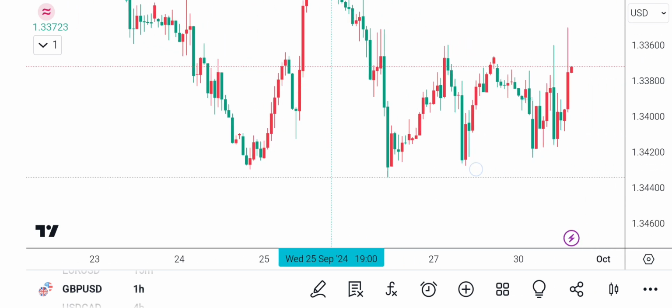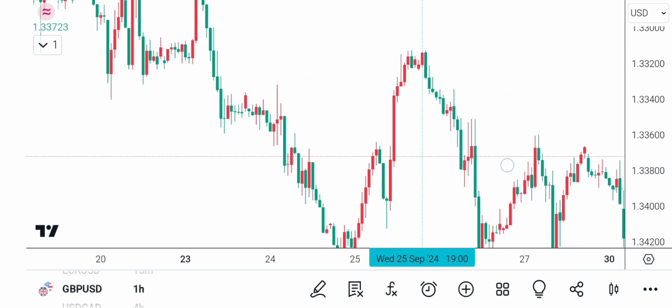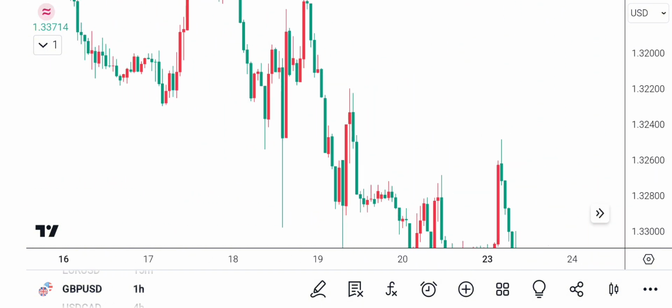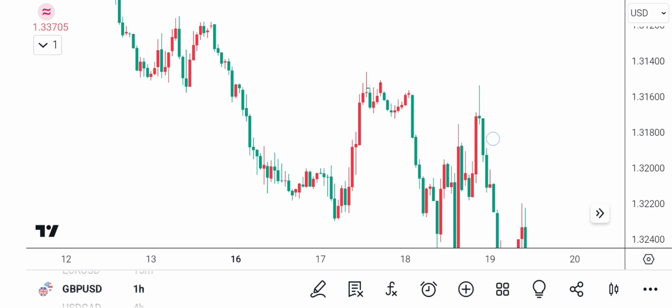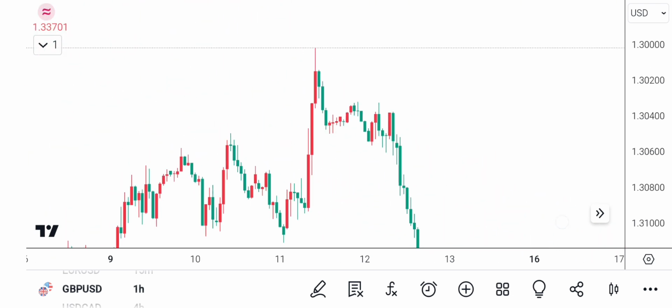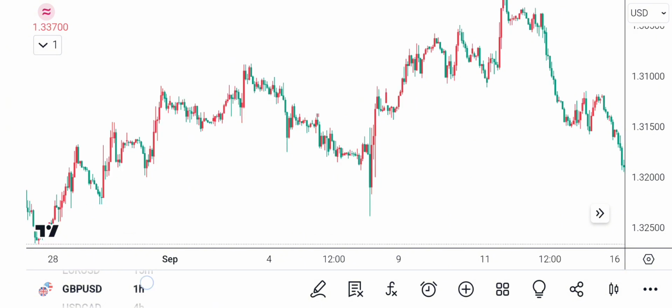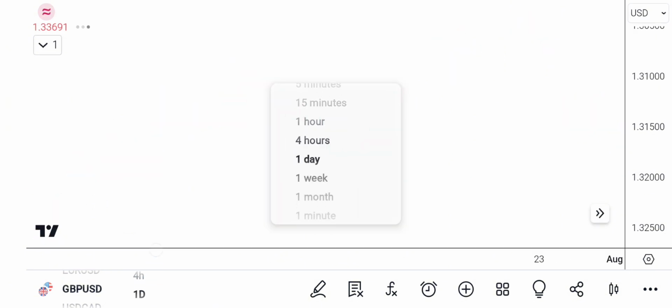If you cannot see it on the 1 hour time frame, you can always switch to various time frames. Sometimes it's difficult to see on the 1 hour time frame. You can see on the 4 hours, you can see on the 15 minutes, you can see on the daily time frame. Okay, let's try daily and see if you can spot a breaker block.